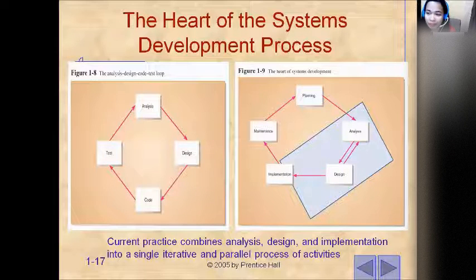The heart of the system development process is the analysis and design. Under the analysis and design, we have the code and the test. Current practice combines the analysis, design, and implementation into a single iterative and parallel process of activities.